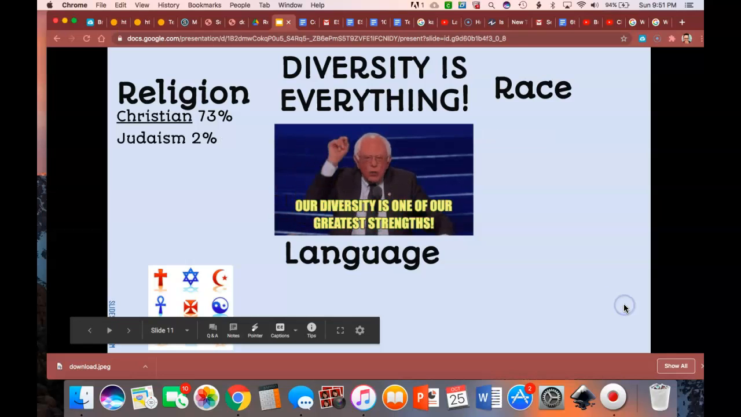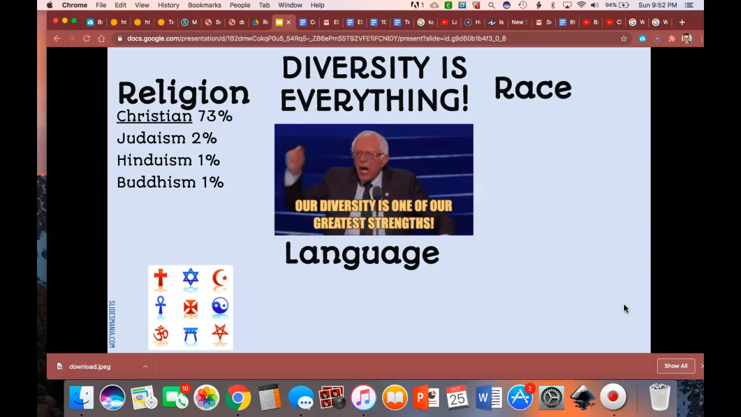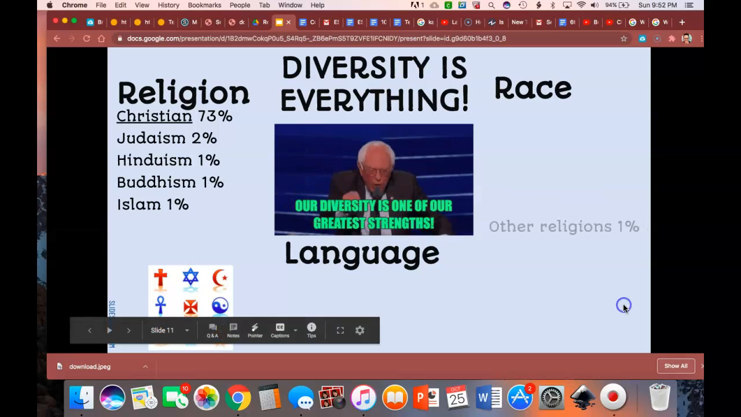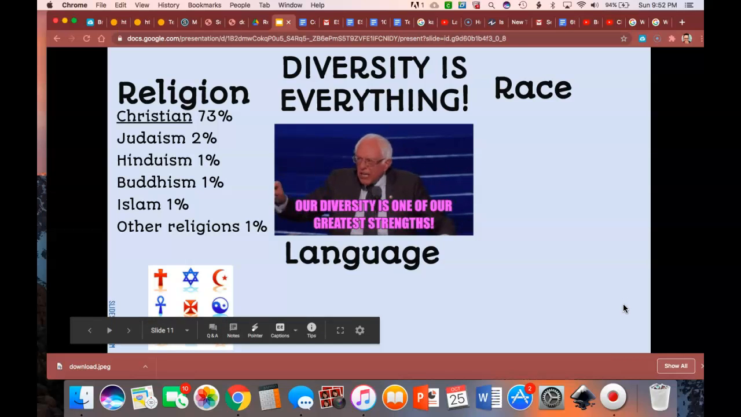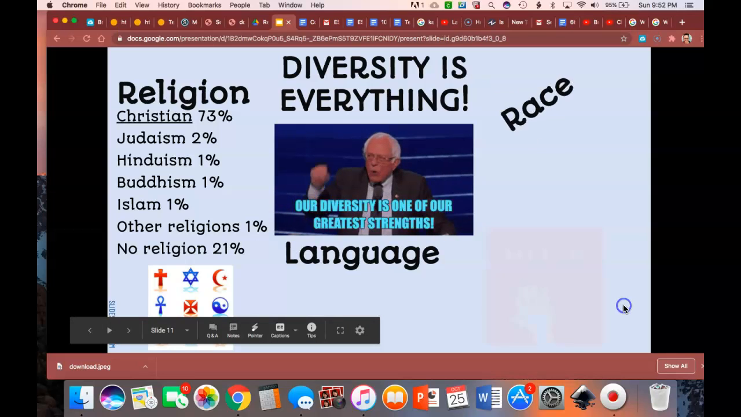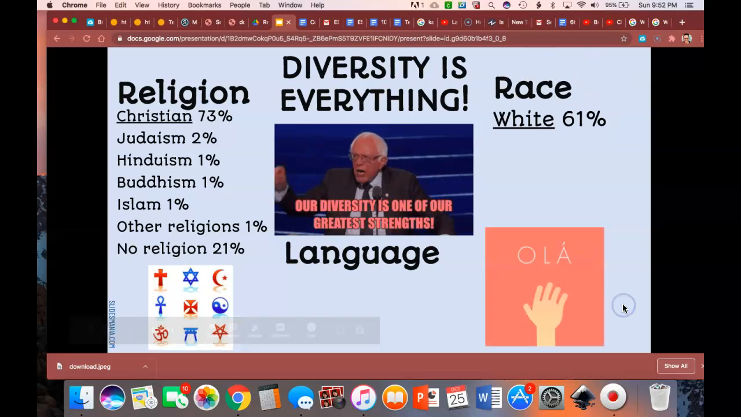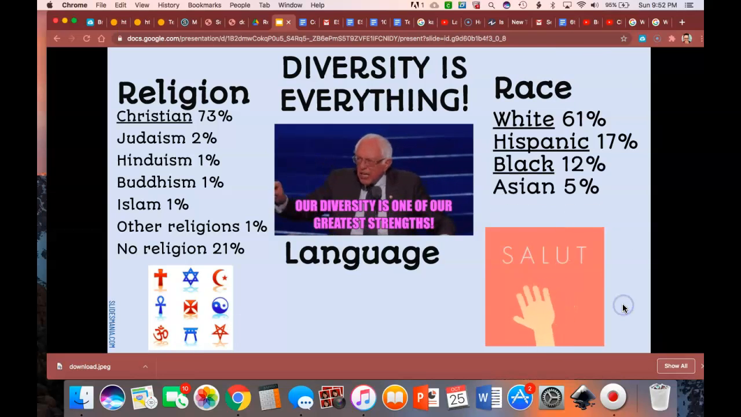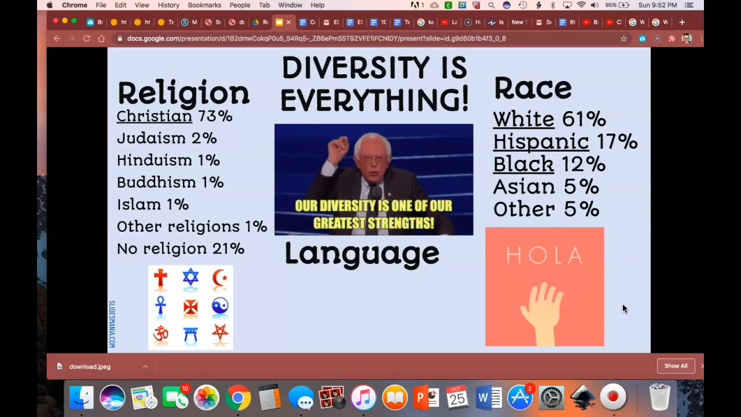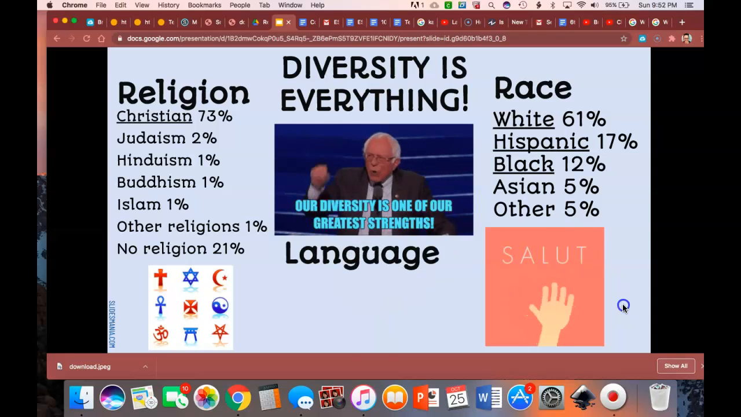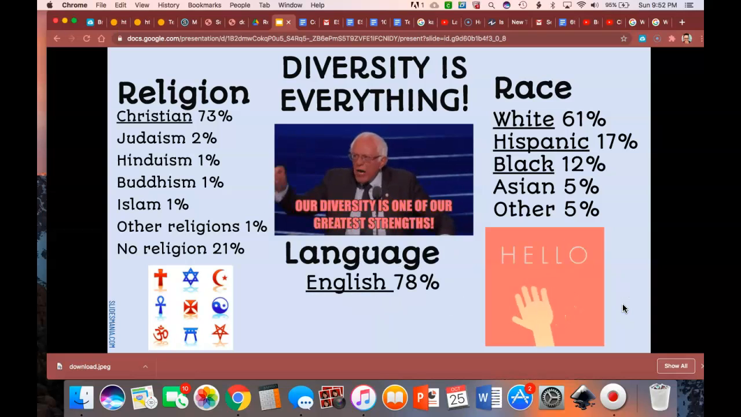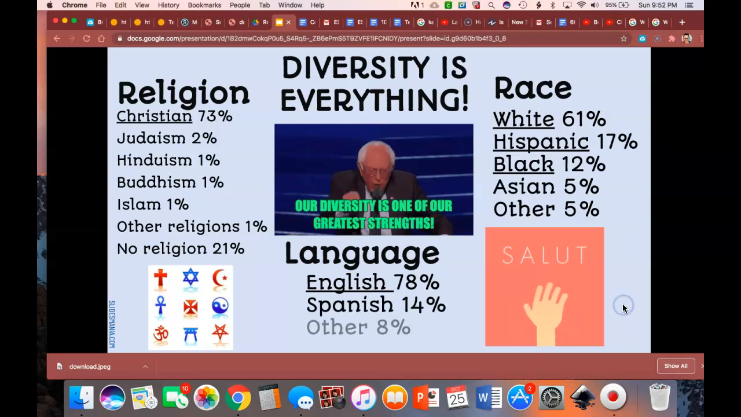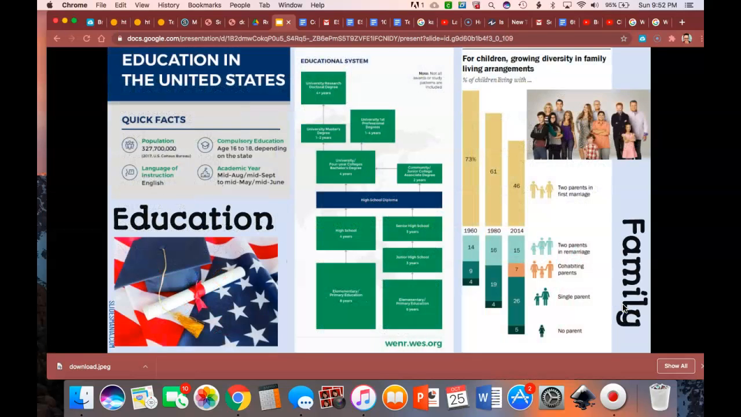We are 73% Christian, 2% Judaism, 1% Hinduism, 1% Buddhism, 1% Islam, and other religion, 1%. And no religion, 21%. Our race is 61% white, 17% Hispanic, 12% Black, 5% Asian, and 5% other. Language, 78% English, 14% Spanish, 8% other.